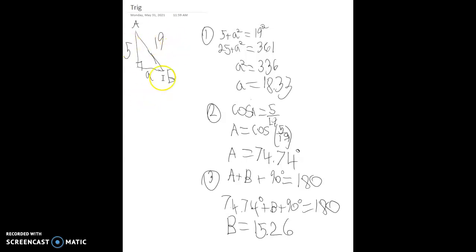We have our triangle here. We have to find angle A, angle B, and line A. First, we are going to find line A. So we start with 5 squared plus A squared equals 19 squared.